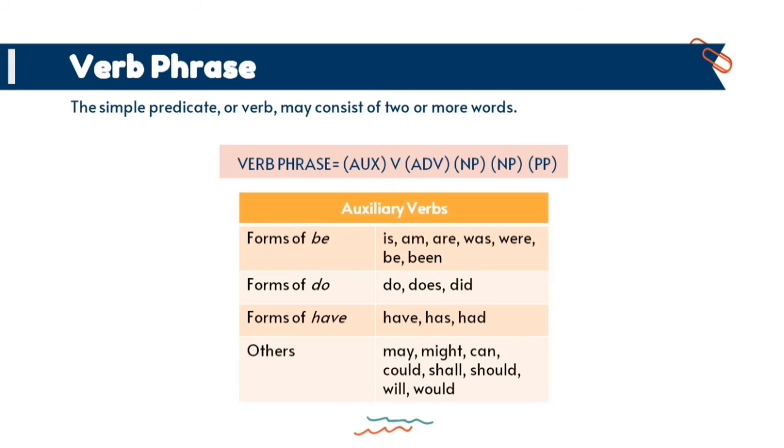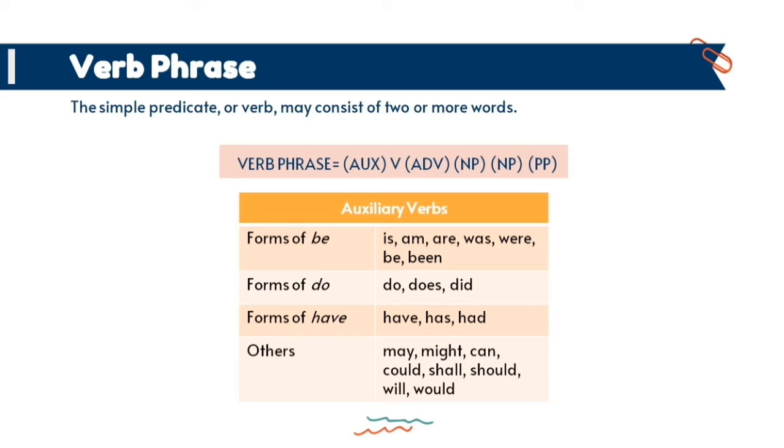The common auxiliary verbs, there are four forms of auxiliary verb. The forms of be, the example is: are, was, were, be, been. Forms of do: does, did. Forms of have: has, had. And the others is may, might, can, could, shall, should, will, would.